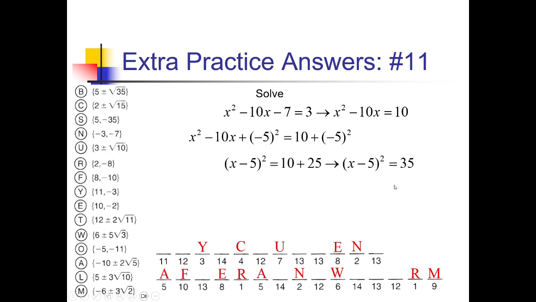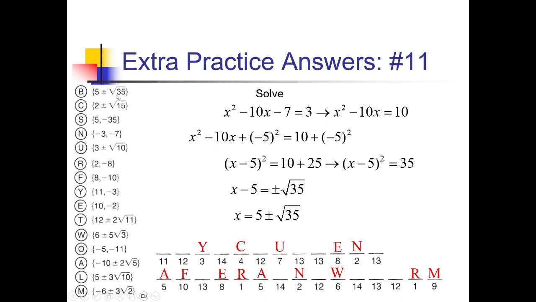Square rooting both sides, I've got x minus 5 on the left, and the square root of 35 plus or minus that on the right. 35 doesn't have any perfect square factors, so that's as simplified as that's going to get. So just add 5 over there, and we have x equals 5 plus or minus radical 35.